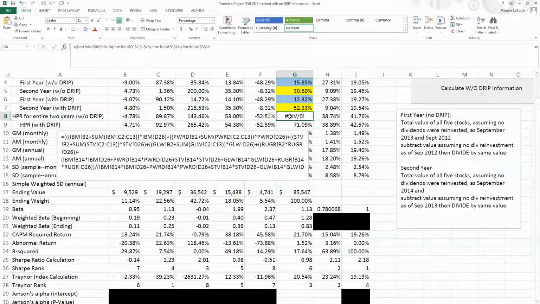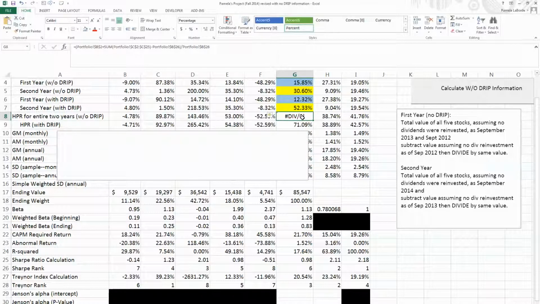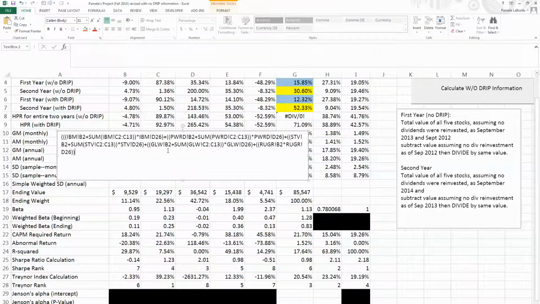Okay, now the holding period return for the entire 2 years without a drip, I've actually created part of those. Oh, I probably shouldn't have erased that. I've already created part of the formula that we need. We need the value as of September 14, which is here in the second year without a drip. So this portion of the equation will give us the value as of September 14, assuming dividends were not reinvested. So I'm just going to copy it and paste it, and then subtract my initial value as of September 12, because this is the holding period return for the entire 2 years.